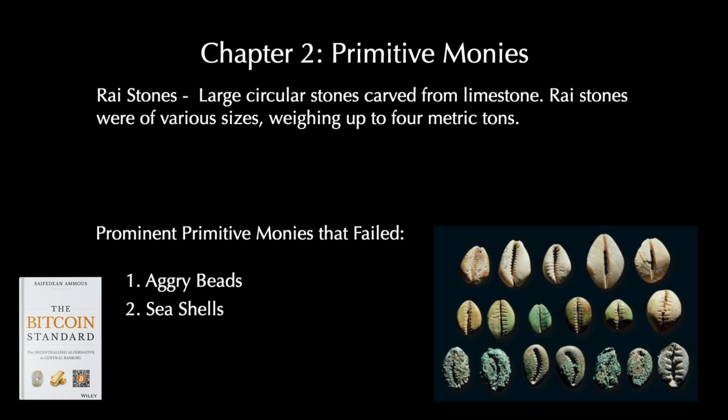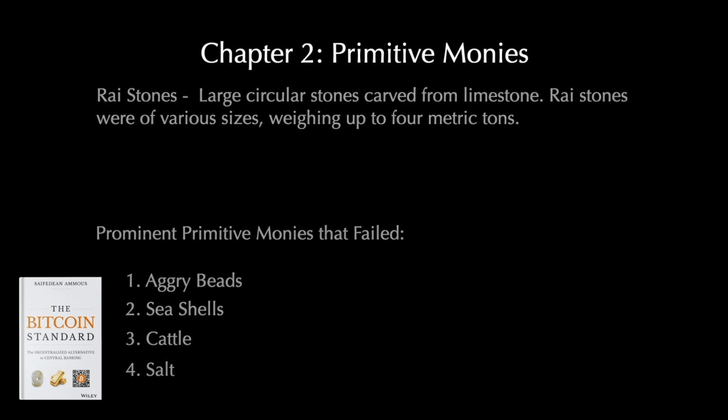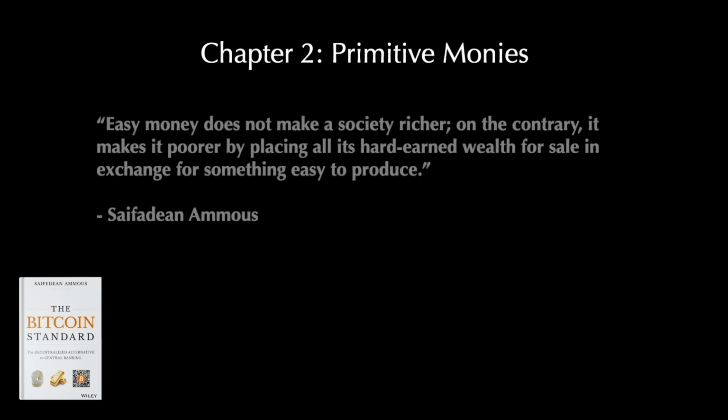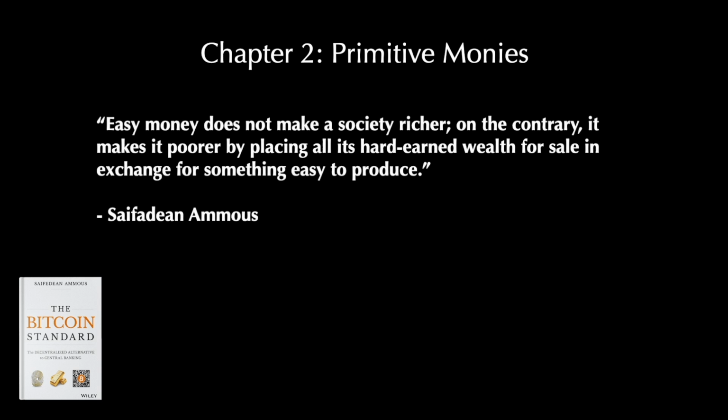Other ancient forms of money include cattle and salt. In each case, as soon as the monies became easy to produce, they lost their hardness because the stock-to-flow ratio fell, and they lost their store of value. Easy money does not make a society richer. On the contrary, it makes it poorer by placing all its hard-earned wealth for sale in exchange for something easy to produce.